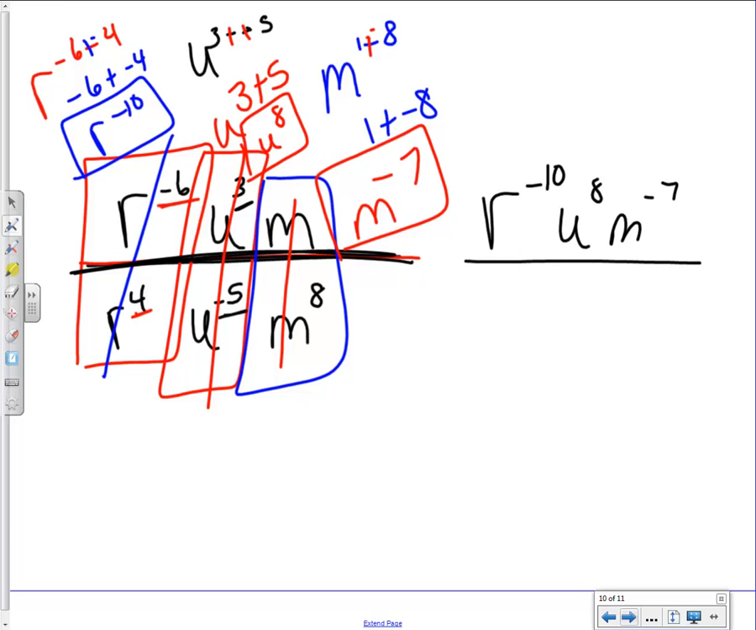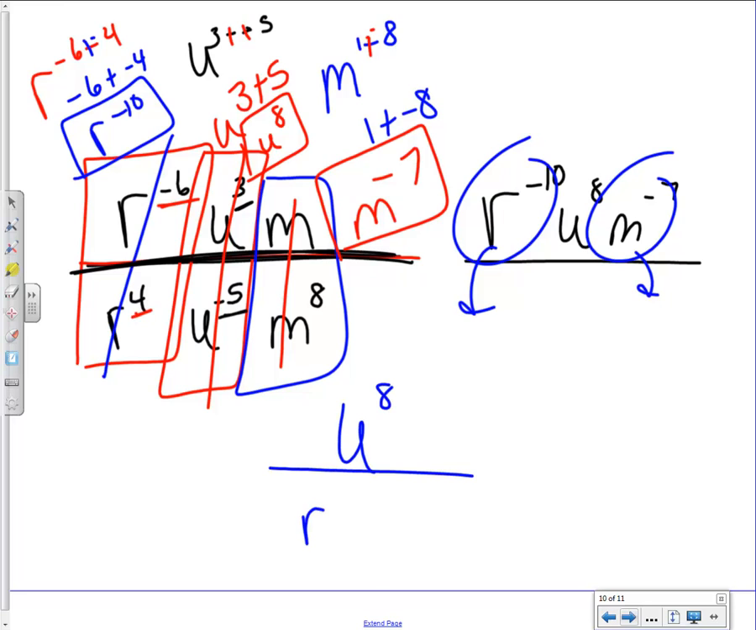Two of these drop to the bottom because they are negative exponents. And so my final answer is u to the 8th over r to the 10th, m to the 7th. Final answer. So make sure you do your TOGO and ask questions when you have them.